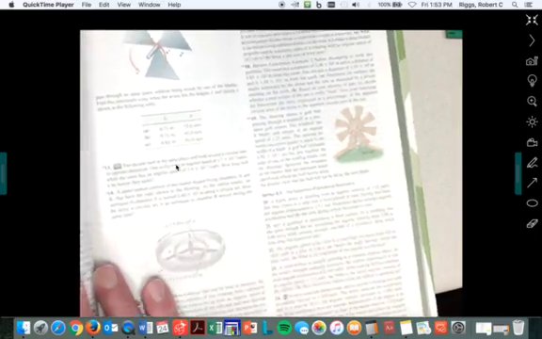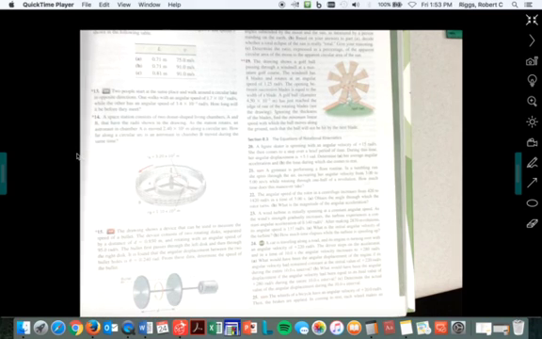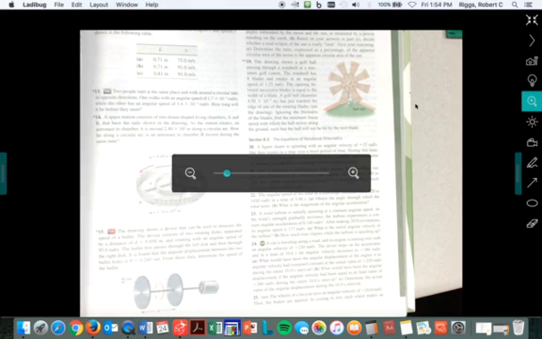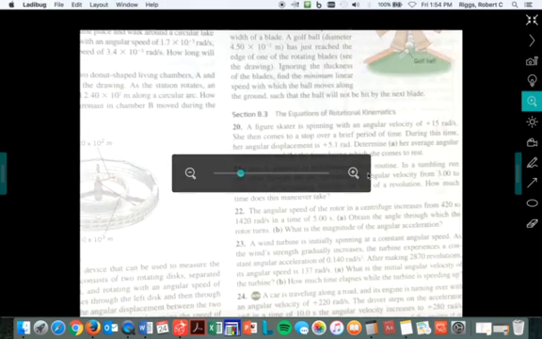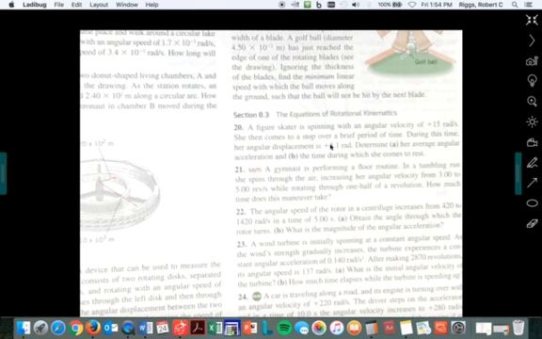Okay, here we are. Let's take a look at this problem. I've already written it down, so let me zoom in just a little bit. There it is. Let's look at the figure skater.